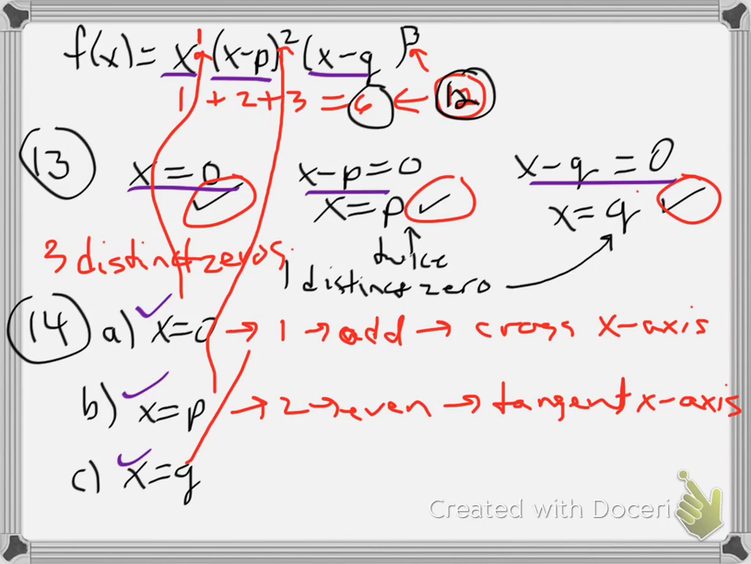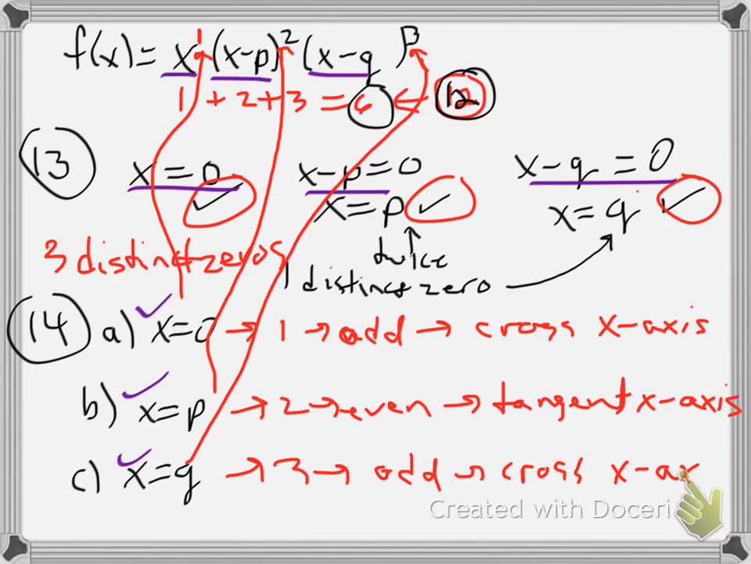Okay? And then the last one is a 3. 3 is an odd number, so it must cross as well. Now some of you said it flattened. That's fantastic. If it did, it gets a little bit flatter. The higher the degree, the flatter it gets. But it's only going to cross it once, but it's going to actually cross over it.